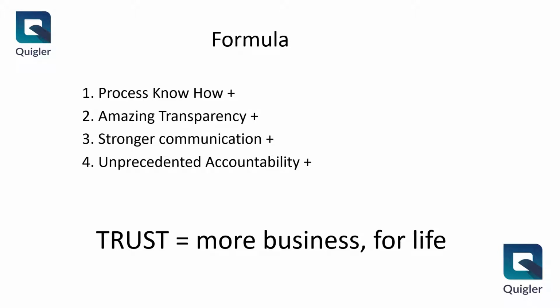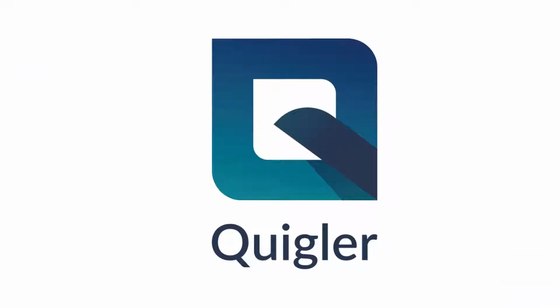You now know it. Let's just remind ourselves. We are using this tool to implement the formula for BizGen, which provides for process know-how, amazing transparency, super strong communication on top of everything you do now, and accountability, all of which leads to trust that leads to more business for life. That's Quigler.